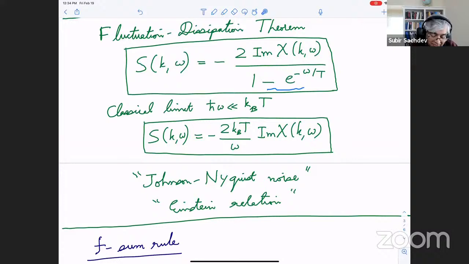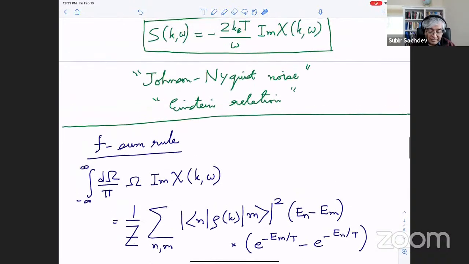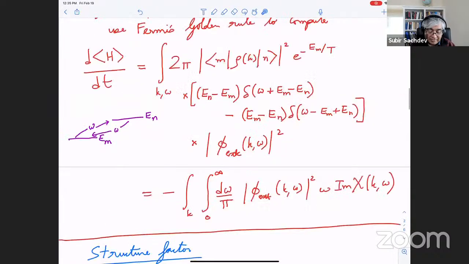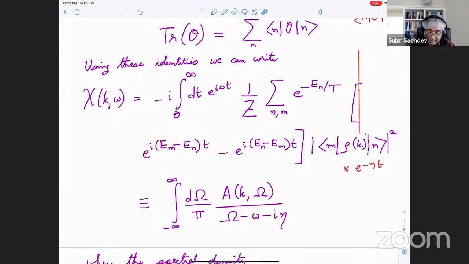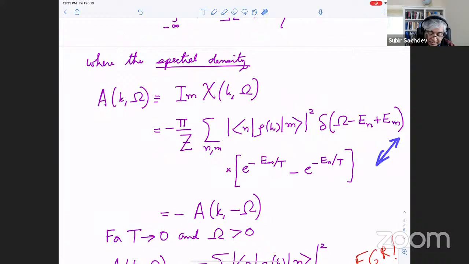Okay. All right. Continuing in the theme of very, very general results, there's the f-sum rule, another very useful thing we can derive. So what is the f-sum rule? Well, again, you take this expression for chi, this one here again. You notice that if you multiply by omega and integrate over omega, this expression here, the Im chi, you take this expression, you multiply this by omega and you integrate over omega.